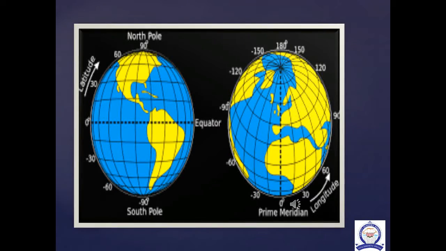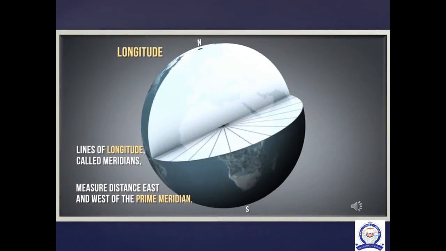Longitude and time. As many as 360 lines of longitude are drawn to connect the north and the south poles around the Earth: 180 degrees on the eastern hemisphere and 180 degrees on the western hemisphere. Time is calculated on the basis of the lines of longitude. The imaginary lines of latitude and longitude form a grid-like pattern on the surface of the Earth known as the earth grid.